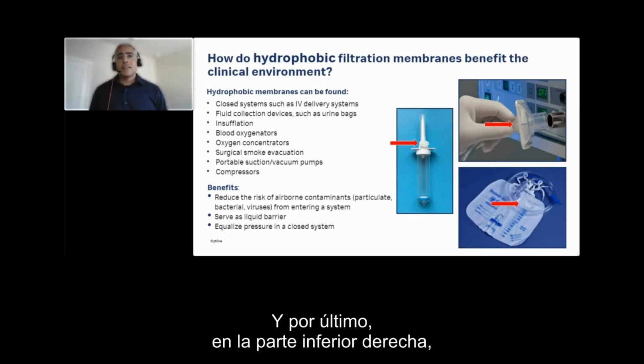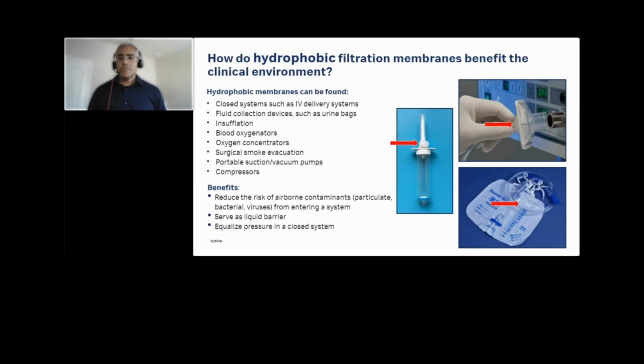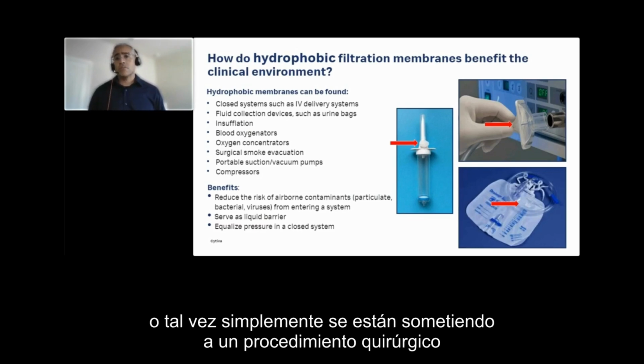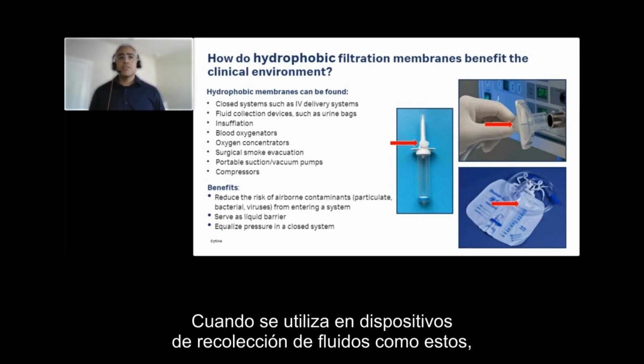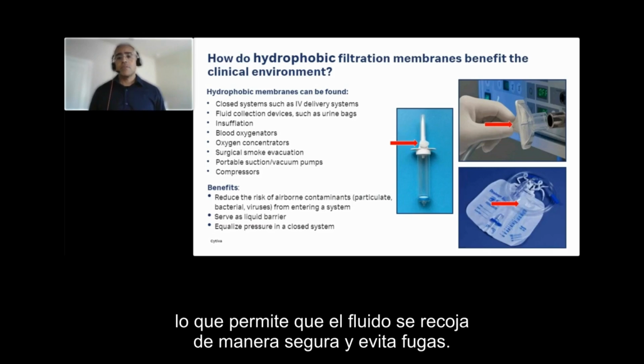And then lastly, the bottom right, we picture a urine drainage bag with a vent, which is typically used with patients experiencing incontinence or urine retention, or perhaps are just undergoing a surgical procedure. When used in fluid collection devices such as these, a hydrophobic membrane helps equalize the pressure, allowing the fluid to be collected safely as it prevents leaks.